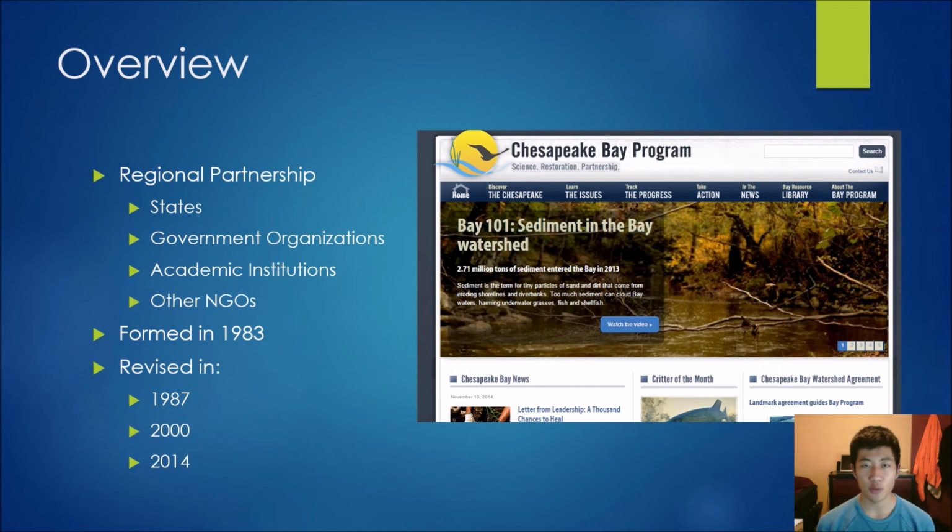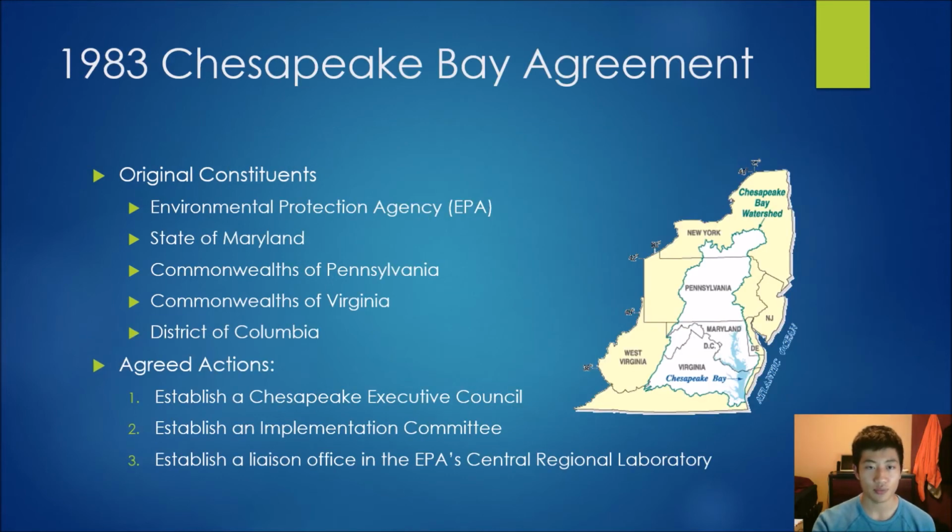What started as an agreement between just a few states and organizations has now grown to a partnership of over 50 states and organizations. At its conception, the program consisted of only 3 states, plus the EPA and District of Columbia. However, this does make sense since, as you can see, these are the states that most closely lie near the Chesapeake Bay and its watershed.